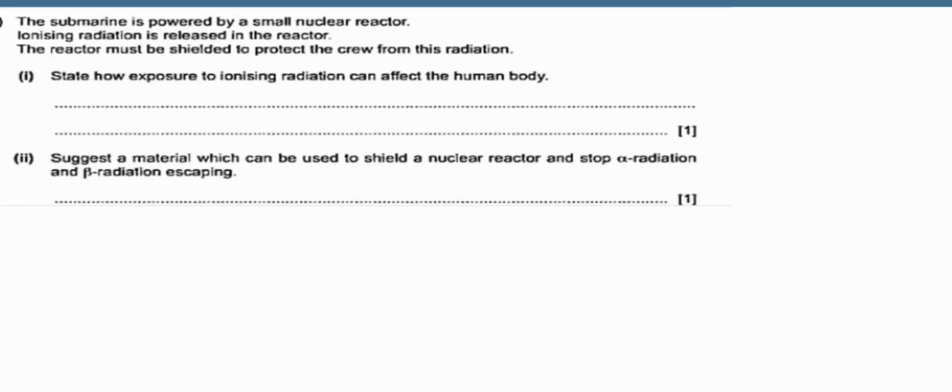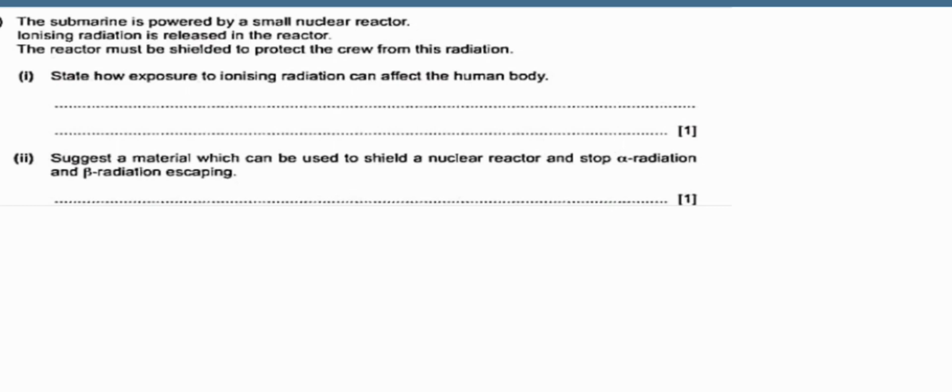Then Roman numeral 2: suggest a material which can be used to shield a nuclear reactor and stop alpha radiation and beta radiation escaping. So to know the material that we are going to use to shield for these radiations, we need to use the idea about the penetrations. Since here we don't have the gamma radiation, we're just going to consider these two, which is the alpha radiation and beta radiation.